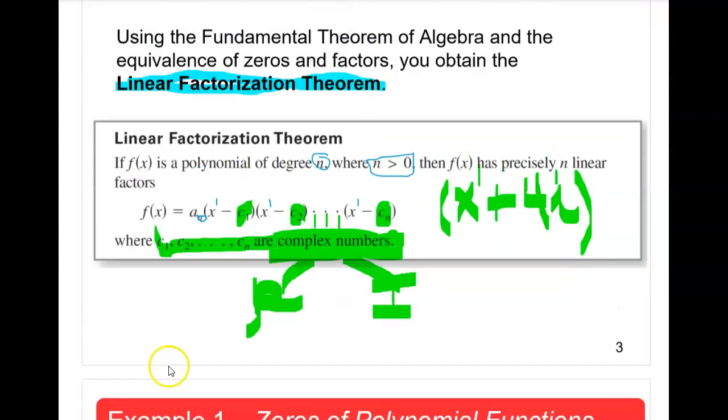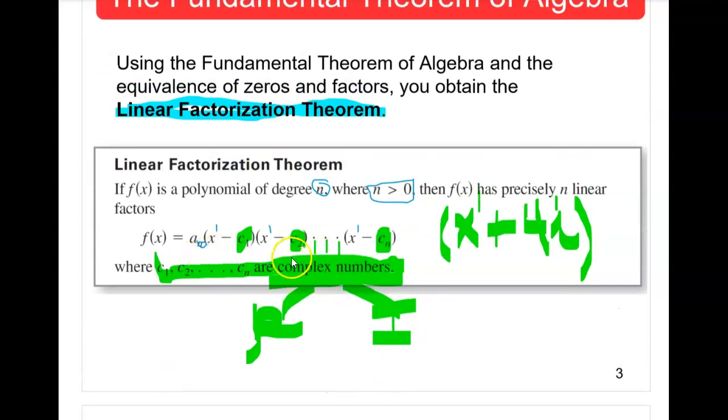Now remember that only the zeros that are real numbers will appear as x-intercepts. A zero that would come from here, which would actually be something like x is equal to negative 4i, will not be visible as an x-intercept when you graph your polynomial.